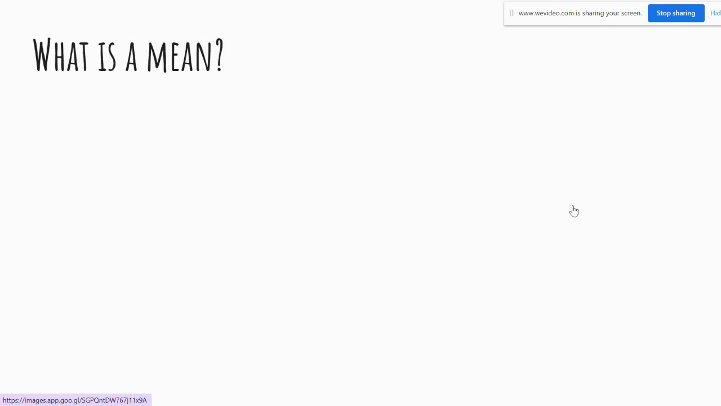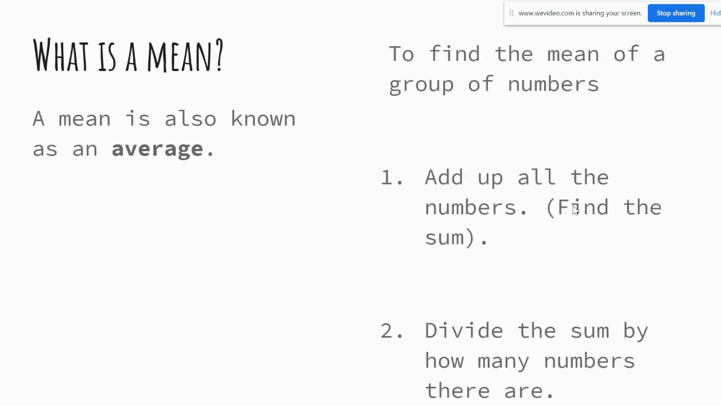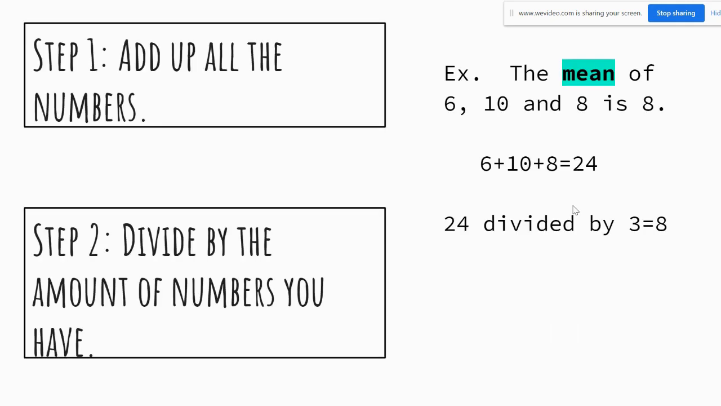Now we have to calculate the mean. What is a mean? Well, a mean is just an average. It's also known as an average. So how do you find it? You just add up all the numbers, you find the sum, and then divide the sum by how many numbers there are. So add up all the numbers and divide by the amount of numbers you have.